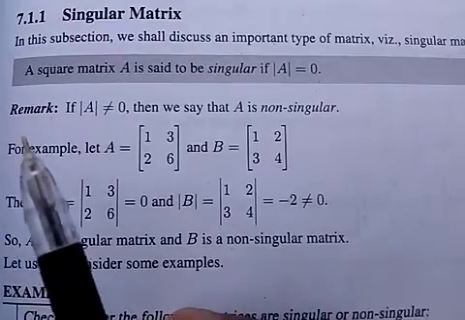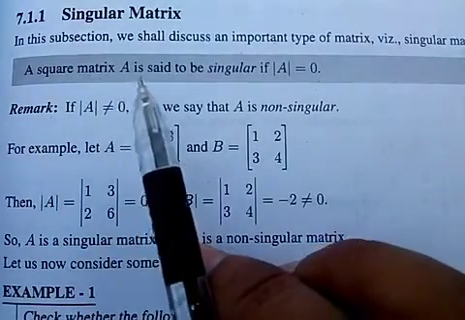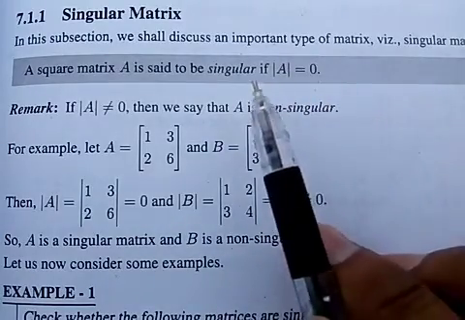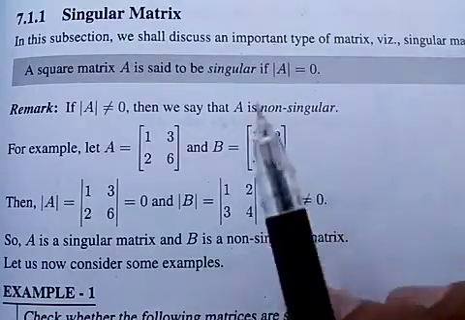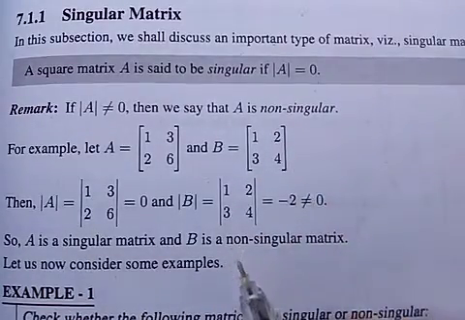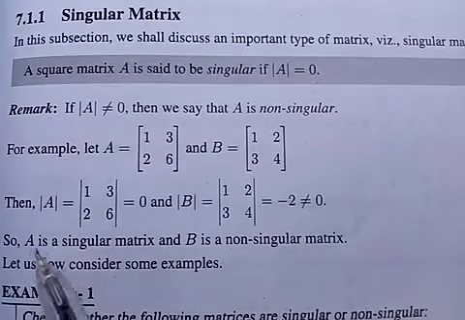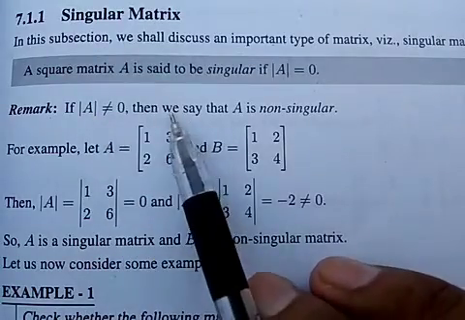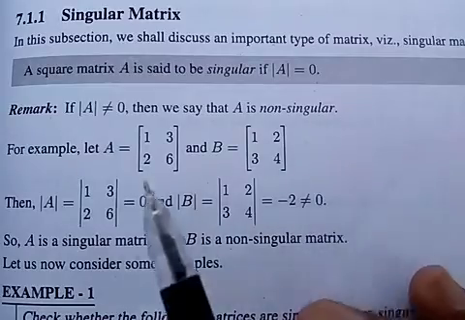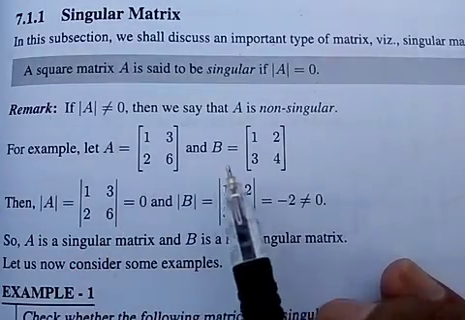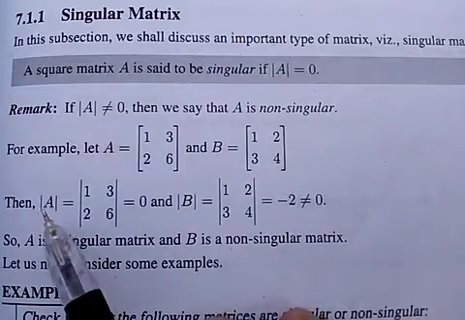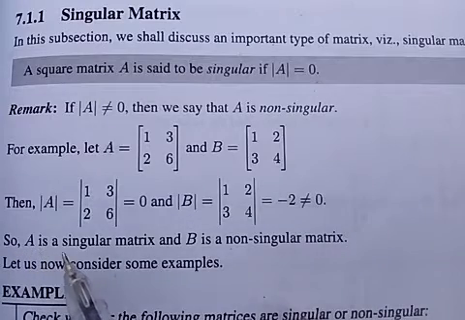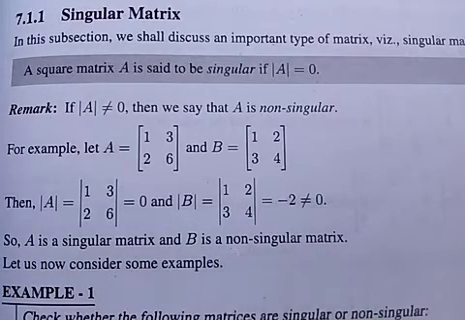According to the definition of singular matrix, a square matrix A is said to be singular if determinant of A equal to 0. If determinant of A not equal to 0, we can say a square matrix is non-singular. You can see here some example. If determinant of A not equal to 0, we can say that A is non-singular. For example, A and B be any two square matrices, determinant of A equal to 0 and determinant of B not equal to 0. So A is a singular matrix and B is a non-singular matrix.